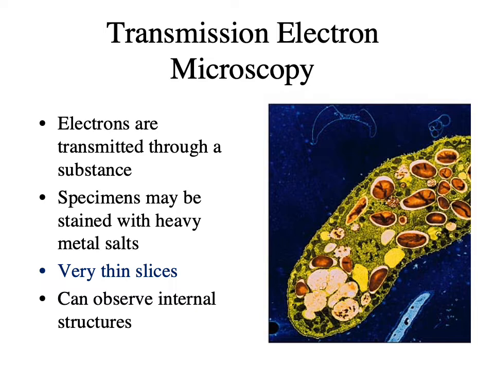So first, let's look at transmission electron microscopy. The electrons are transmitted through a substance which has been sliced very, very thin and then stained with heavy metals. The key for transmission electron microscopy is that it uses these very thin slices so that you can observe the internal structures.